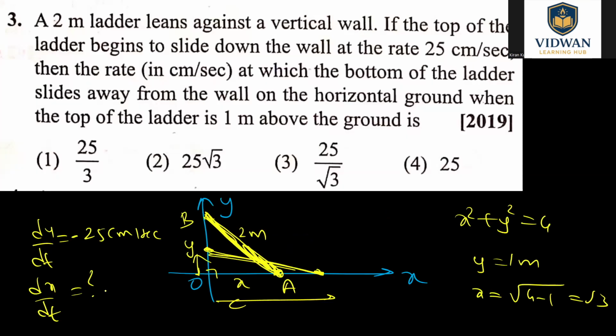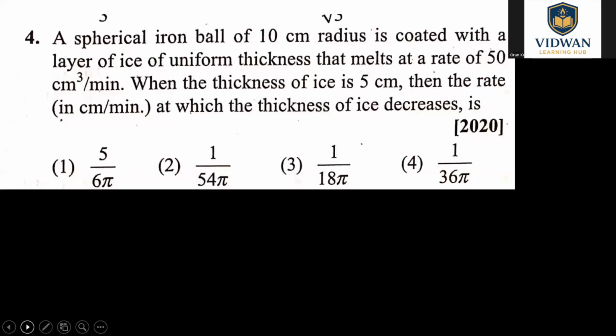So therefore, third option is the right answer. This is also a very simple problem. So this is y and this was x, and that keeps changing as it slides down. Okay, so let's do the fourth one.